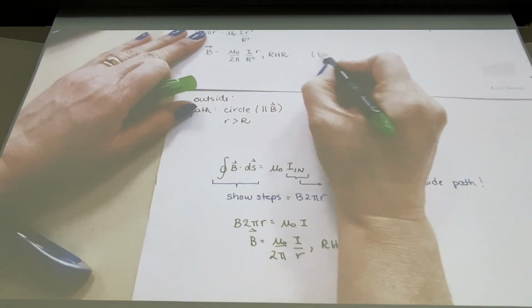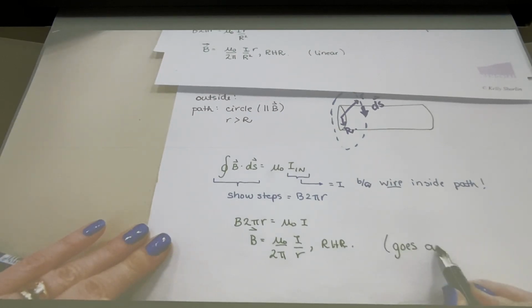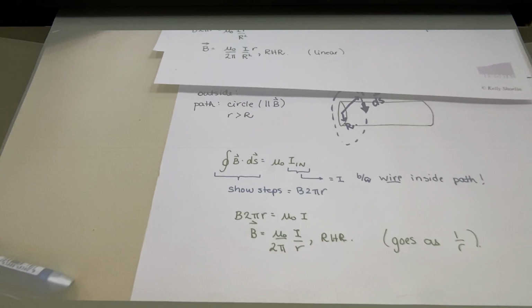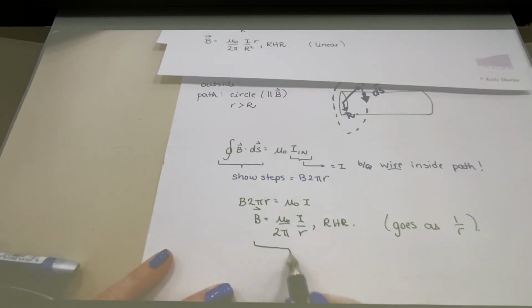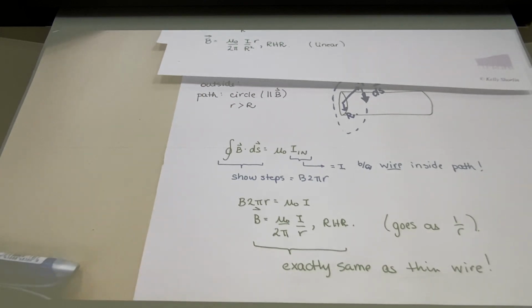For inside, we saw it was proportional to the radius, so it was linear here. And out here it falls off as 1 over r. You might notice that once we're outside this solid wire, it looks exactly the same as for a thin wire. So once you're outside of an object, the electric and magnetic fields don't care about the object itself. Okay, so once you're outside, you can't tell if it was thin or if it was thick.